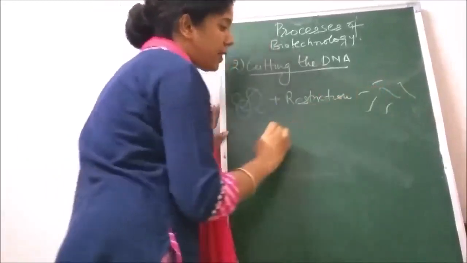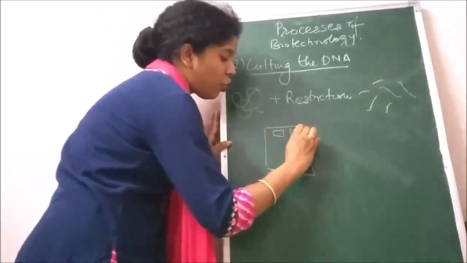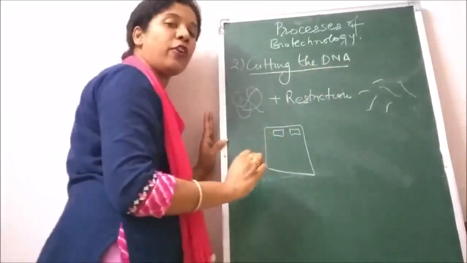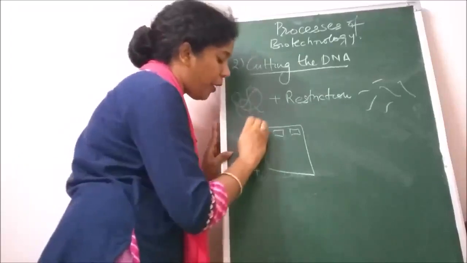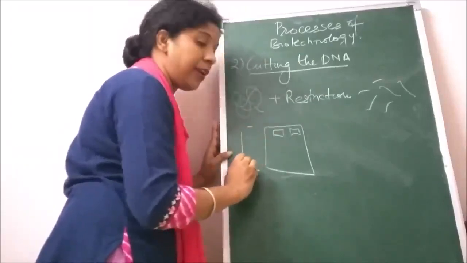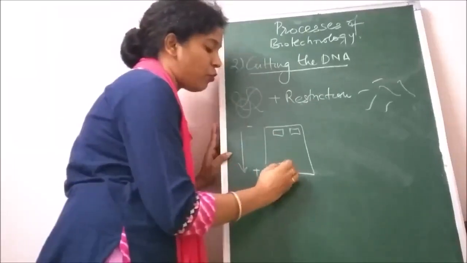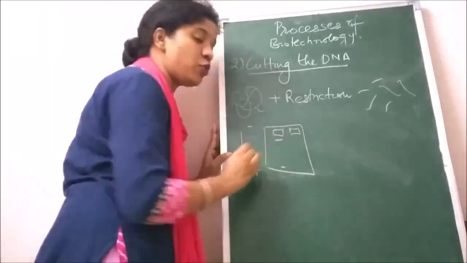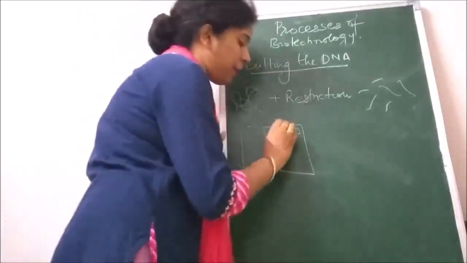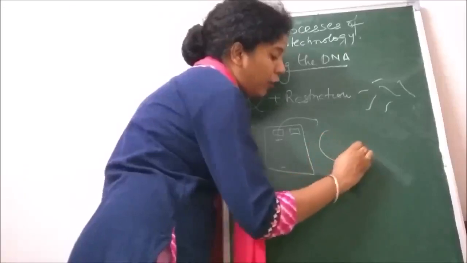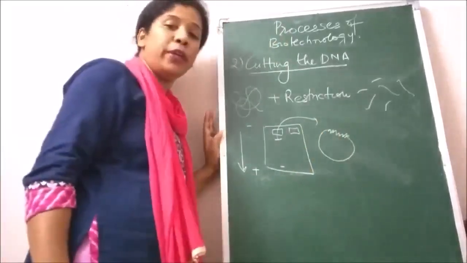Now these fragments are then separated with the help of gel electrophoresis, in which you load this DNA along with the ethidium bromide, and since DNA is negatively charged, it is going to move towards the positively charged electrode in a size dependent manner. The smaller particles are going to move the farthest, the larger particles are going to move the slowest, and then these separated fragments are cut out from the gel and ligated to the vector, and we get a recombinant molecule.